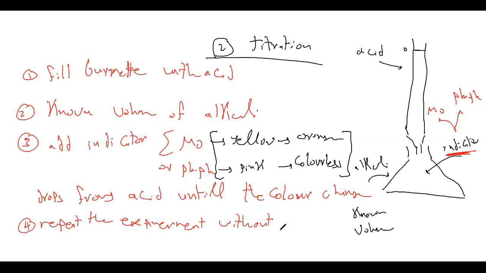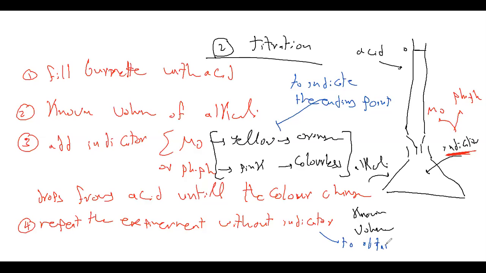Why are you using indicator, and why are you repeating without indicator? The indicator is used to indicate the end point. Then you repeat without indicator to obtain pure crystals. After that, make crystallization: heat, cool, filter, dry.